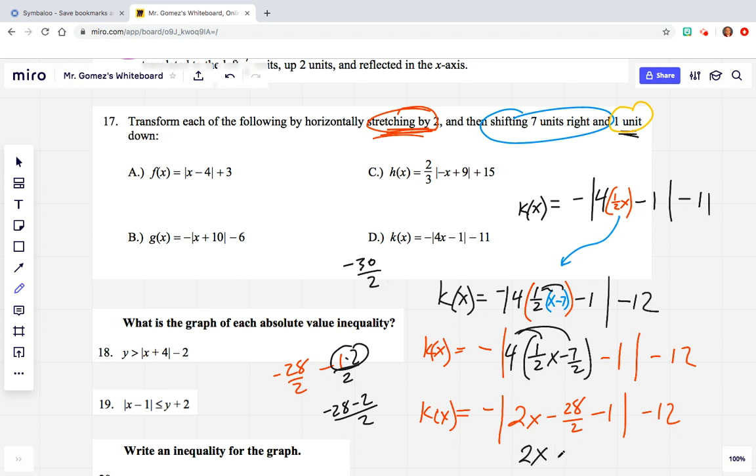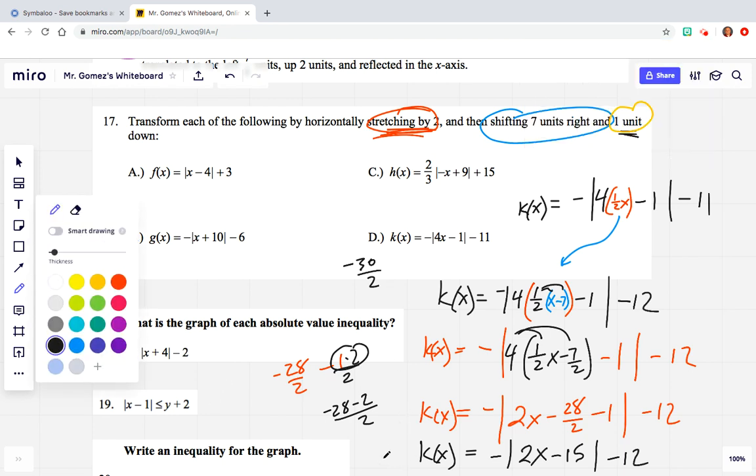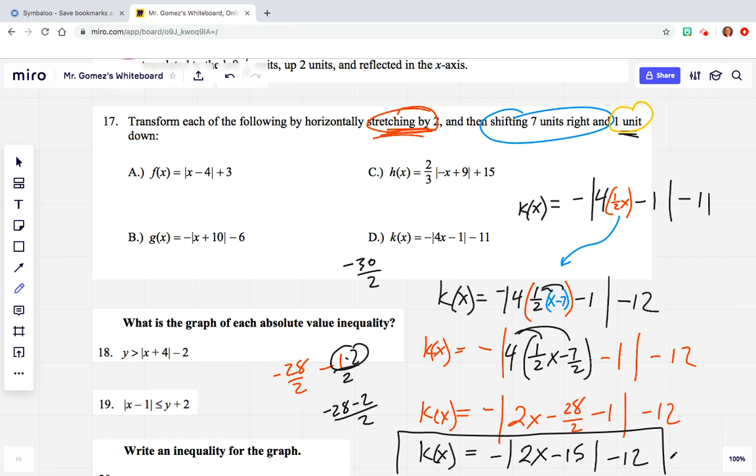So 2x is going to be here, and we're going to say minus 15. And then we have the negative on the outside, and then we have 12, and this is going to be k of x. So this would be our final answer right here. Let me go ahead and box it up. Right here is our final answer for part D.